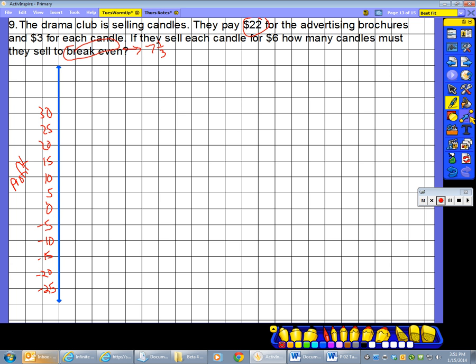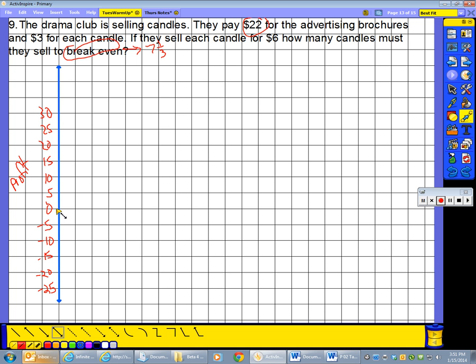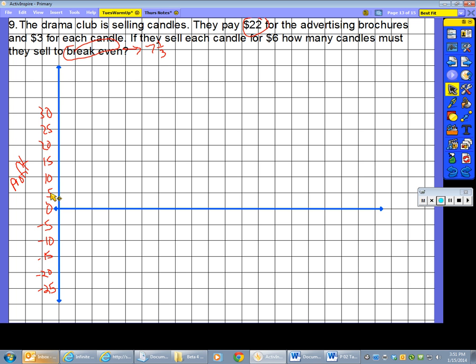So I'm going to put my x-axis right here where y equals 0. And if this is talking about profit, and we're talking about dollars here, then my x-axis is going to be talking about how many candles were sold. So I'm going to just write candles right there. Okay, so this represents candles being sold. And I need to get at least to 7 1/3.